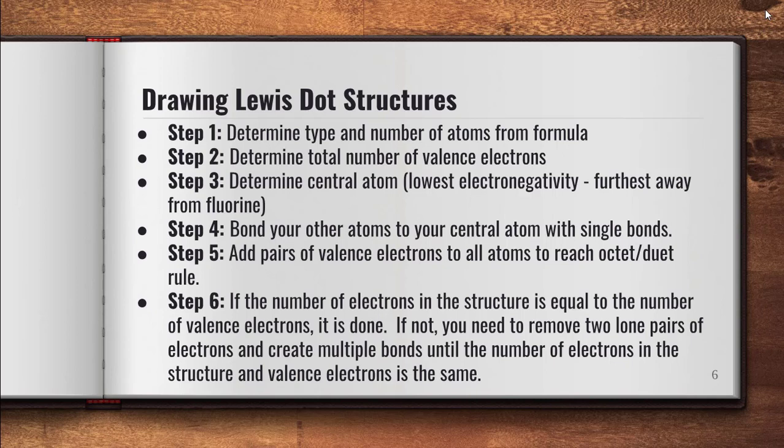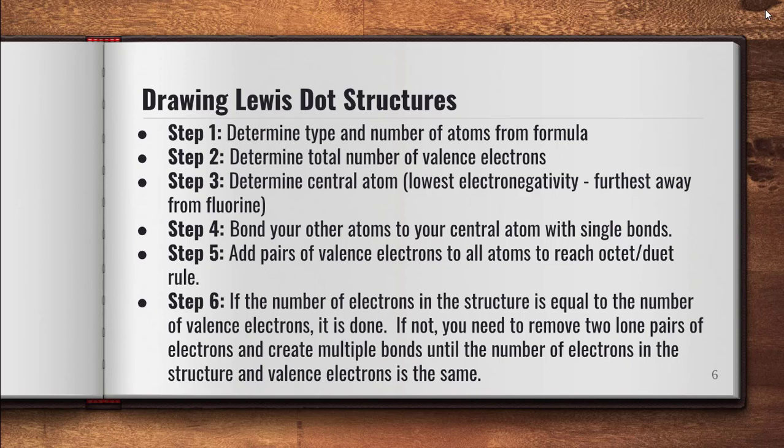rule. So in step 6, you need to count the number of electrons in your structure. And if it's equal to the total number of valence electrons you calculated in step 2, you are done. If not, you need to remove 2 lone pairs of electrons and create multiple bonds until the number of electrons in the structure and valence electrons is the same. What that means is that if you have more electrons in your structure than the number of valence electrons, you need to pull out 2 lone pairs of valence electrons between 2 atoms and then add a double bond.